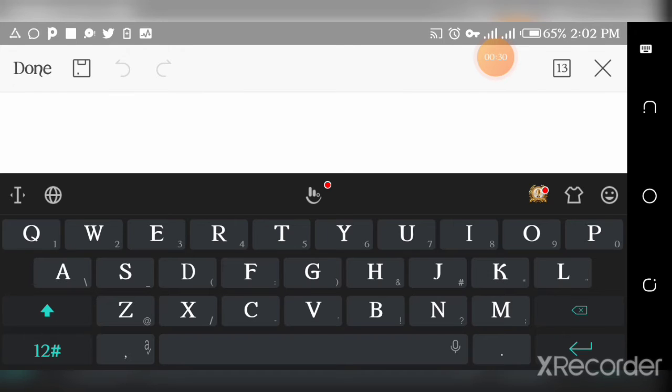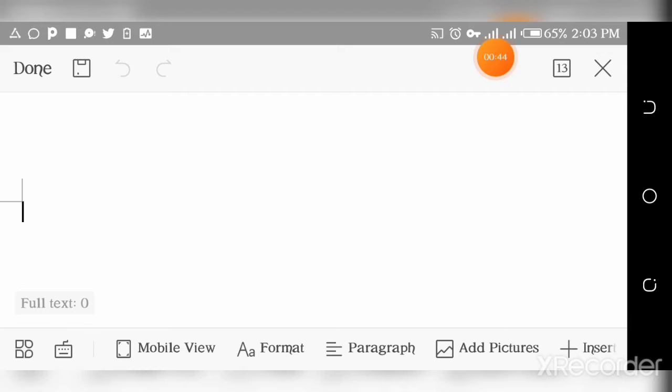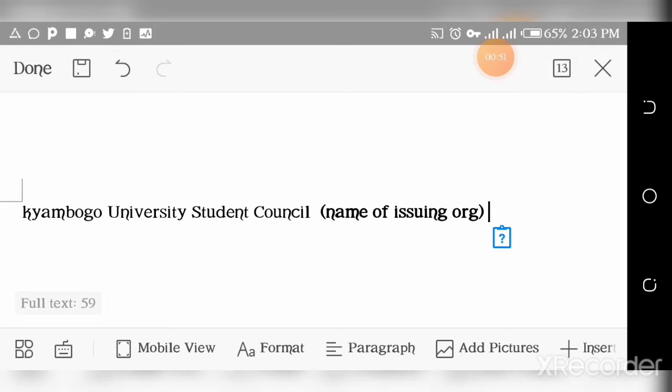So let's start with the name of the organization, that is Chambergo University. Now, assuming it is from the Student Council of Chambergo University to the students of the Faculty of Mechanical Engineering. So now this can be an appropriate name of the issuing organization, Chambergo University Student Council. So that is the issuing organization.